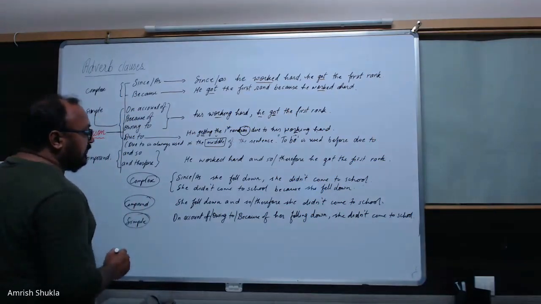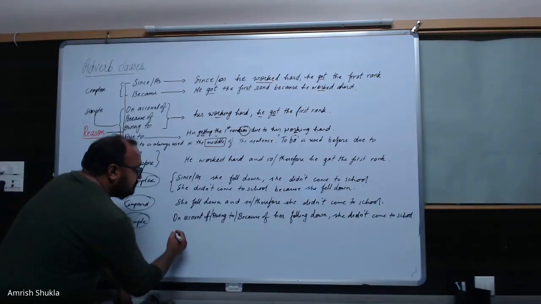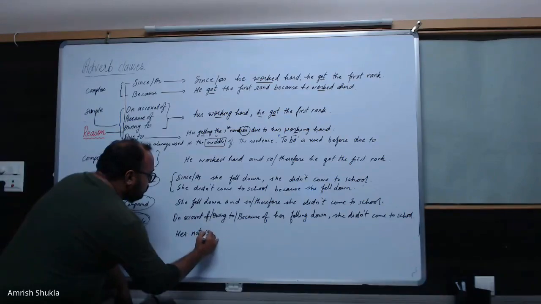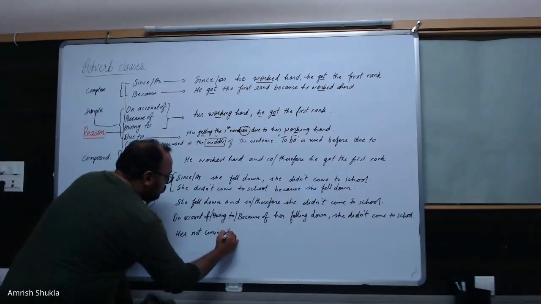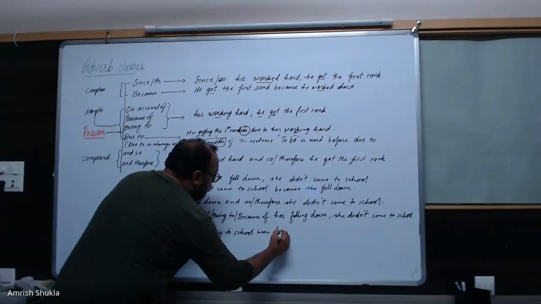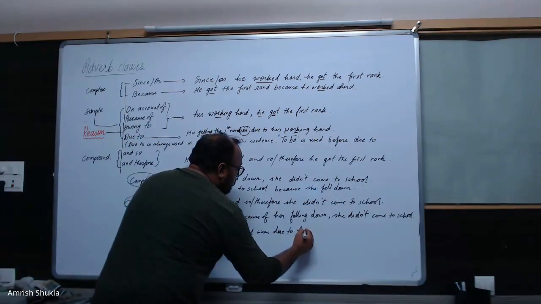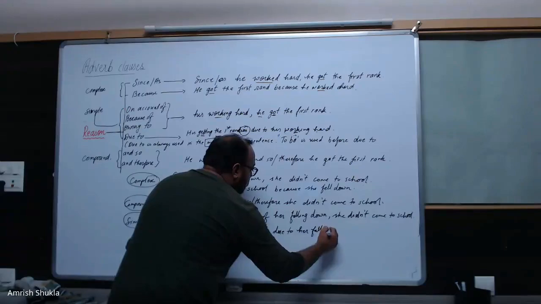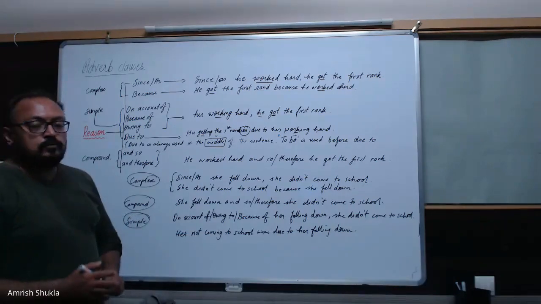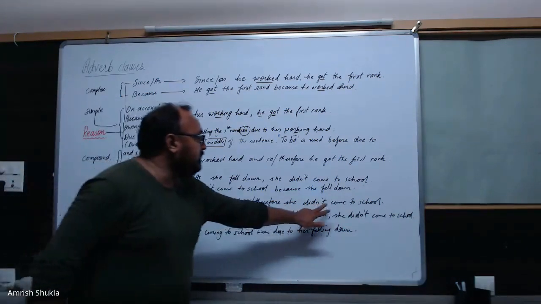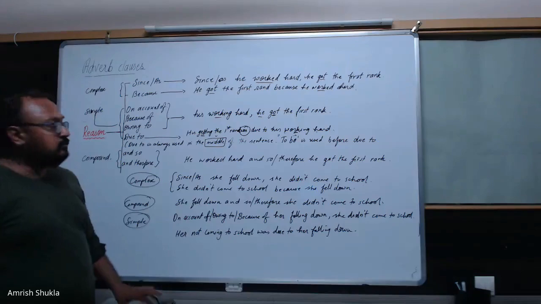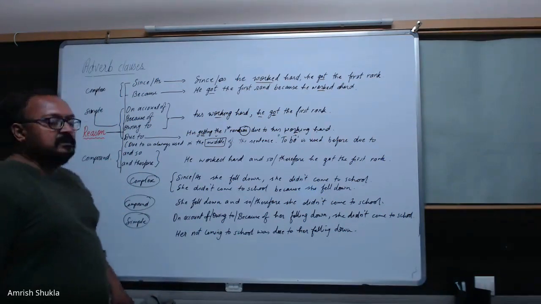And if we use due to, then: her not coming to school was due to her falling down. Okay, her not coming to school was due to her falling down. This didn't come will become not coming when we change it to a non-verb. This is all about simple, complex and compound as far as the reason is concerned.